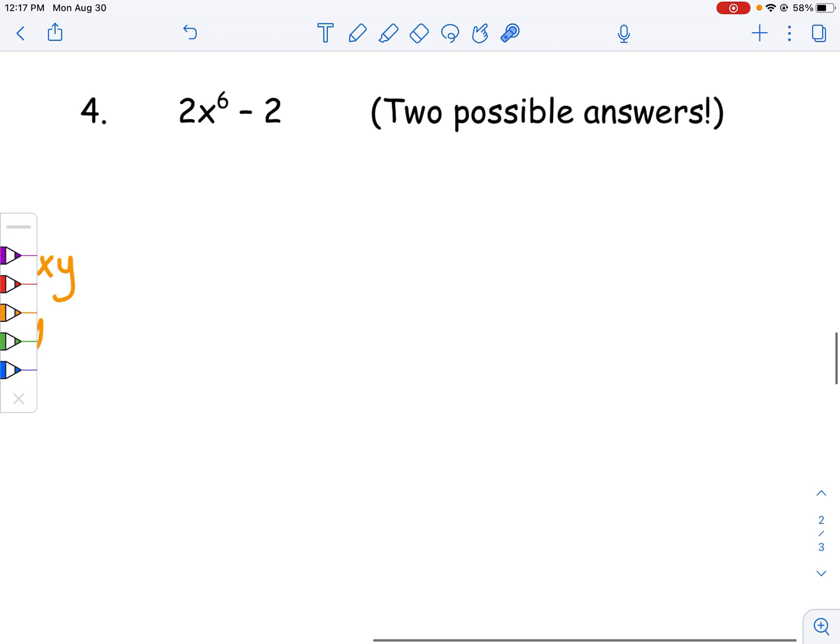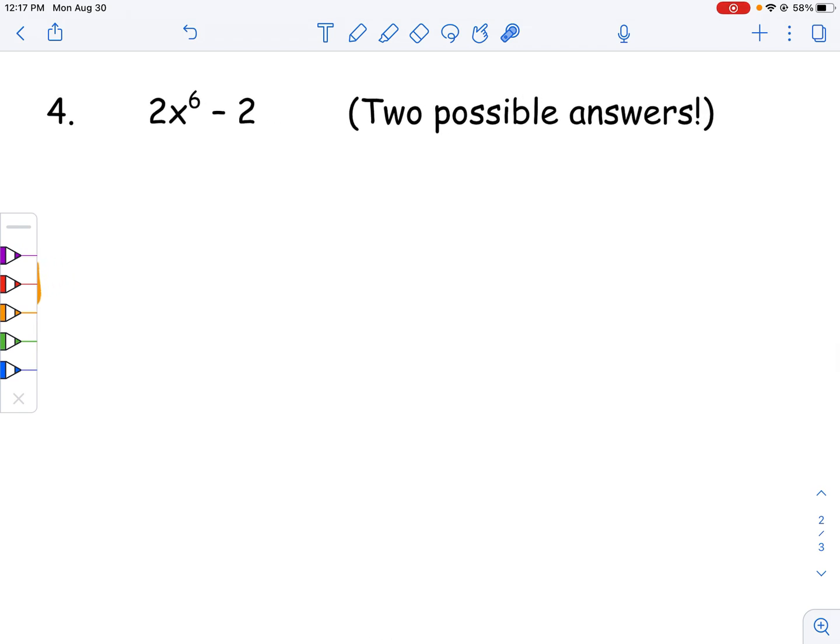Then you have problem number 4, and it says 2 possible answers. So let's think about this. First thing you always do is greatest common factor. So a 2 can be taken out of both terms. Now I'm looking at this. I see that this is a perfect square and this is a perfect square. If I look at it again, I see this is a perfect cube and this is a perfect cube as well. So 2 ways to do this.